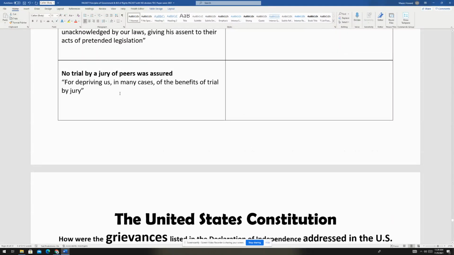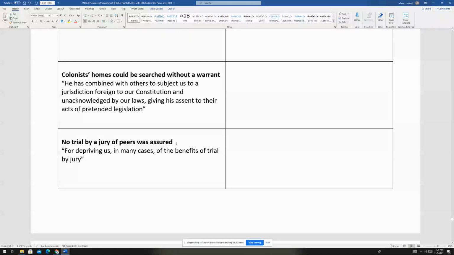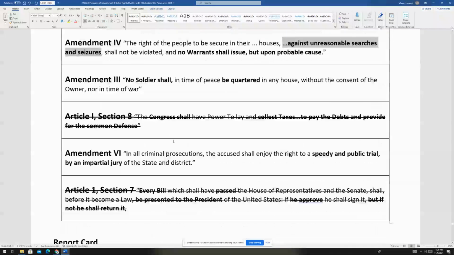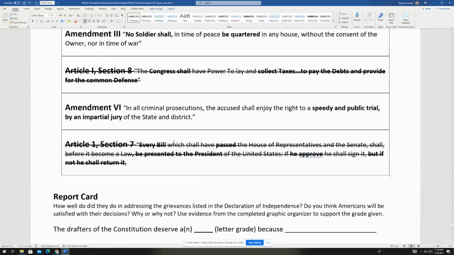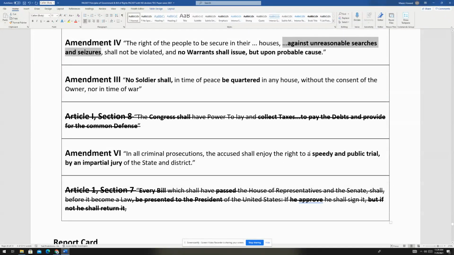The last one, no trial by jury of peers was assured. So that means only a judge. You never want one person to decide your fate. You want a group of people to talk about it and come to the best decision. So how did we make sure that we will have a jury? We wrote that in there. Constitution, also in the Bill of Rights. Speedy and public trial with an impartial jury.